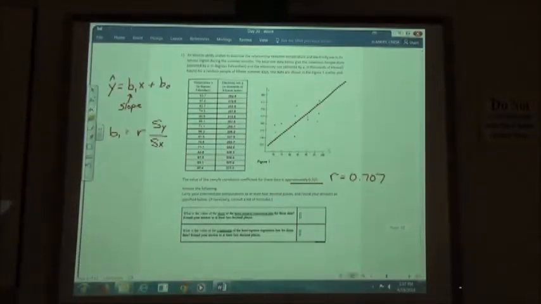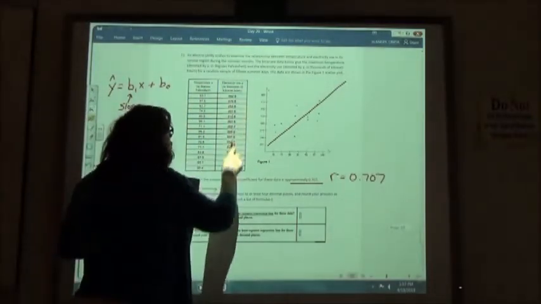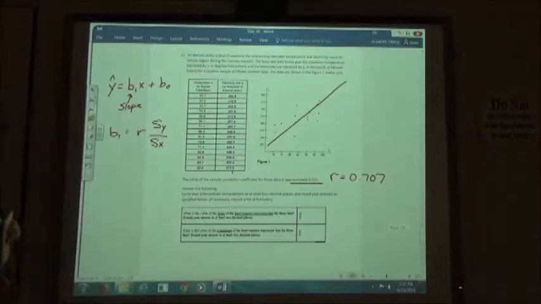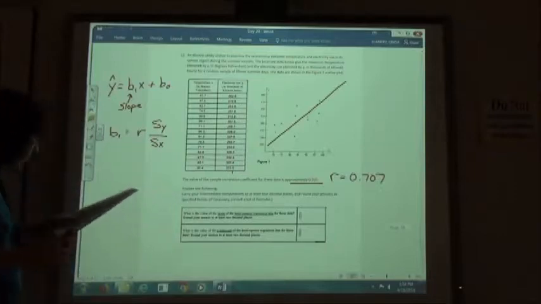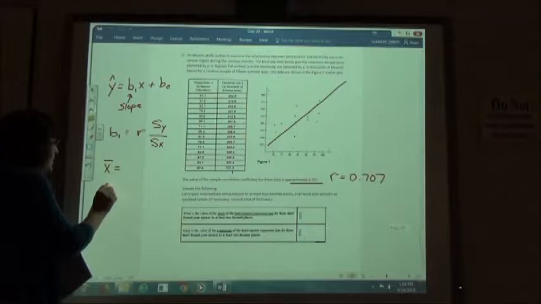So again, you're going to have to use your graphing calculator. Do your X column and find your statistics. Do your Y column and find your statistics. Go ahead, pause the video while you type those into your calculator in order to find your data. I've already calculated it out.